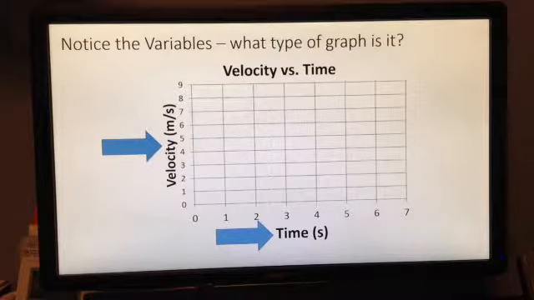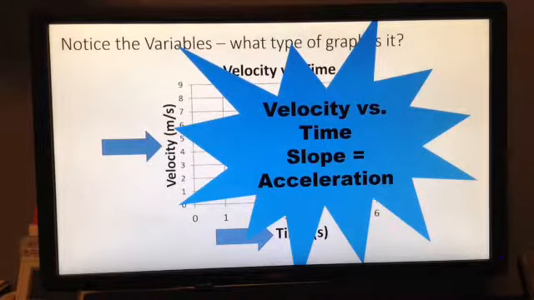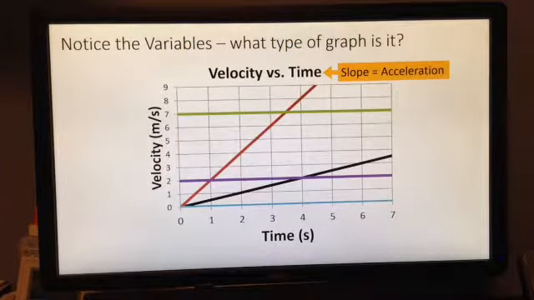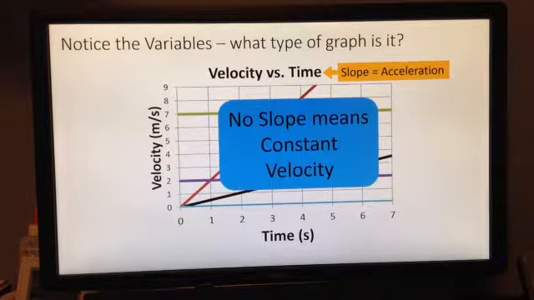Now we have a new type of graph. This is a velocity versus time graph. In a velocity versus time graph, you interpret it very differently than a displacement versus time graph. In this one, the slope is equal to acceleration. So, if the slope is acceleration, what does that mean? Well, no slope means that you have a constant velocity. Linear means constant, so as long as it's a straight line, we have something that's constant. If the slope is 0, that means it's a constant velocity.